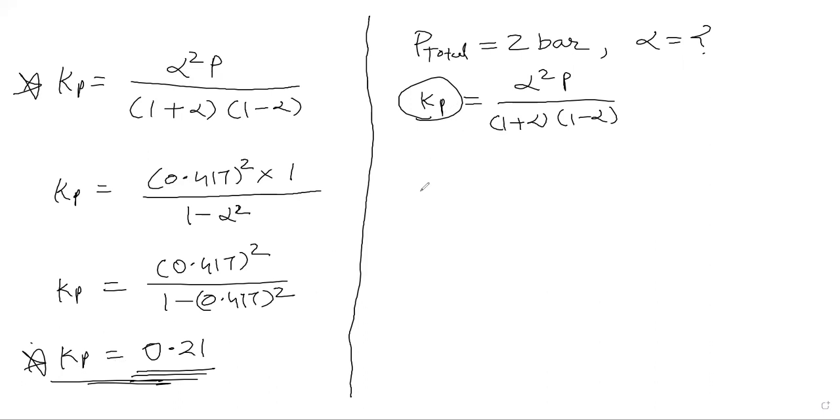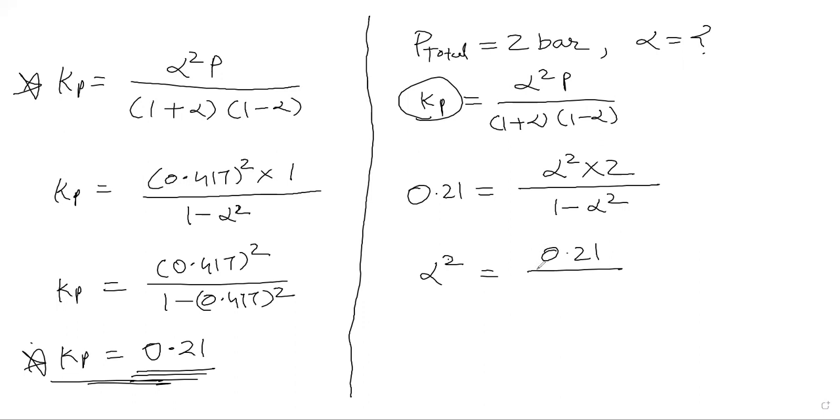So put this Kp value here. It's 0.21 is equal to alpha square, this P is 2 bar, divided by 1 minus alpha square. By solving this, we get alpha square is equal to 0.21 divided by 2.21, and that's equal to 0.095. So alpha is equal to the square root of this value, 0.095. It will come to 0.308.